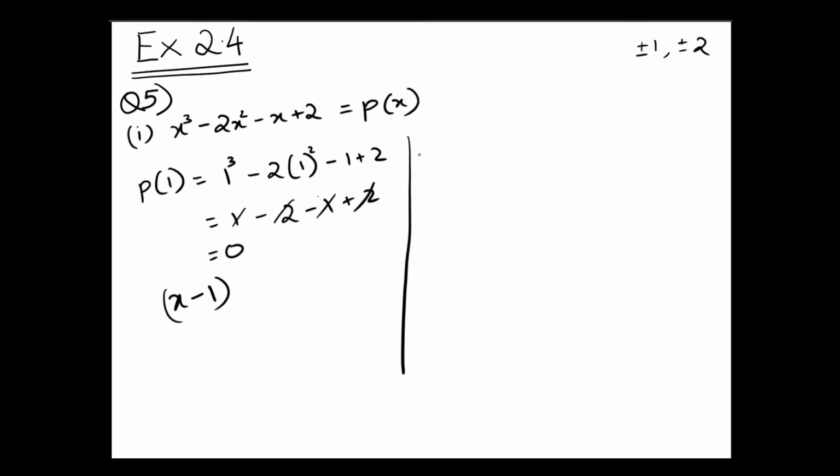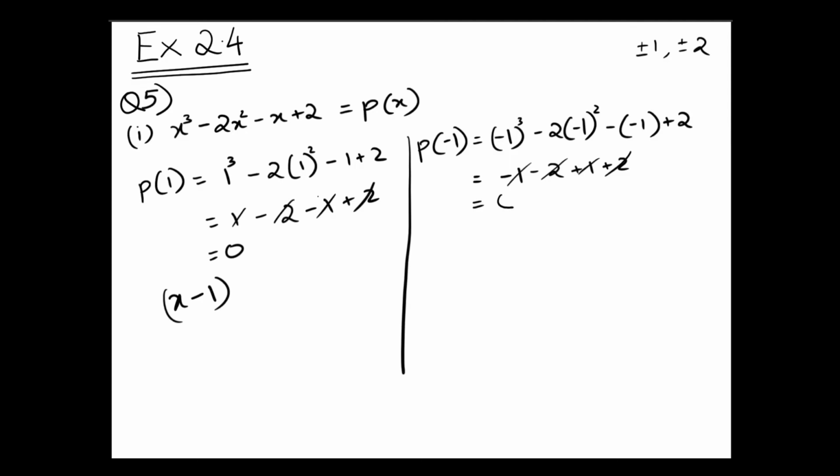Further, I can check for other factors as well. So let me check for p of minus 1. When I take p of minus 1, I get minus 1 cube minus 2 into minus 1 square minus of minus 1 plus 2. This gives me minus 1 minus 2 plus 1 plus 2. Here the terms cancel each other out again, and so if p of minus 1 is equal to 0, x plus 1 is surely a factor.